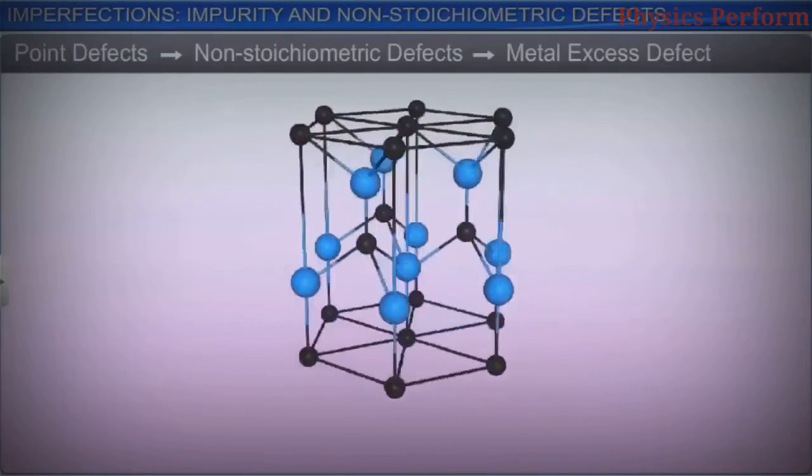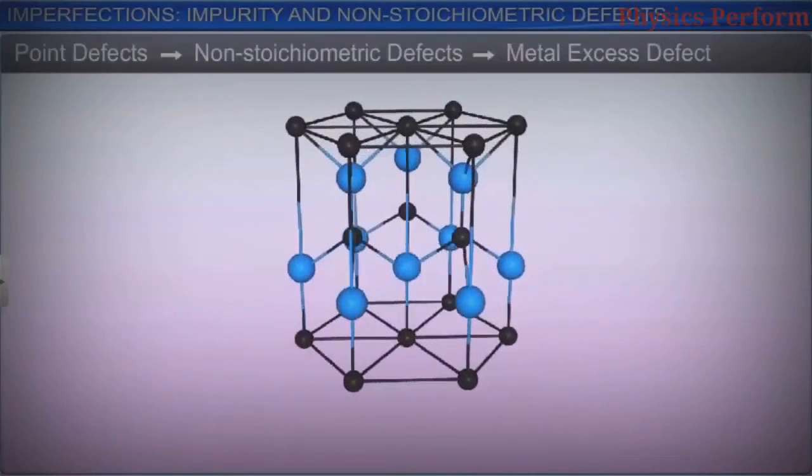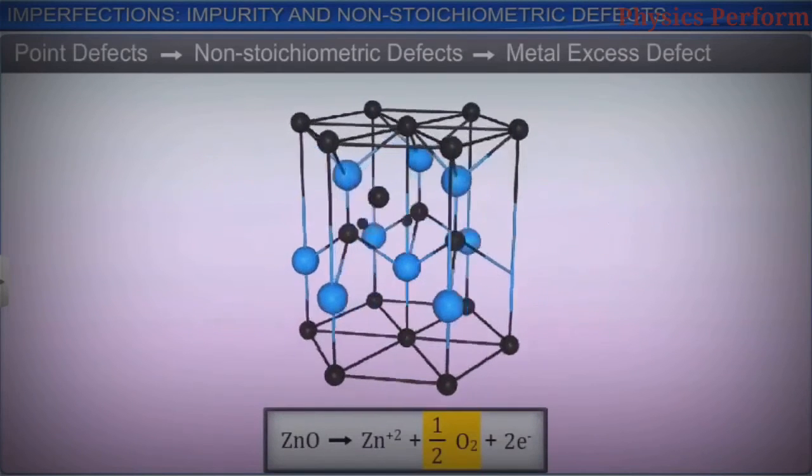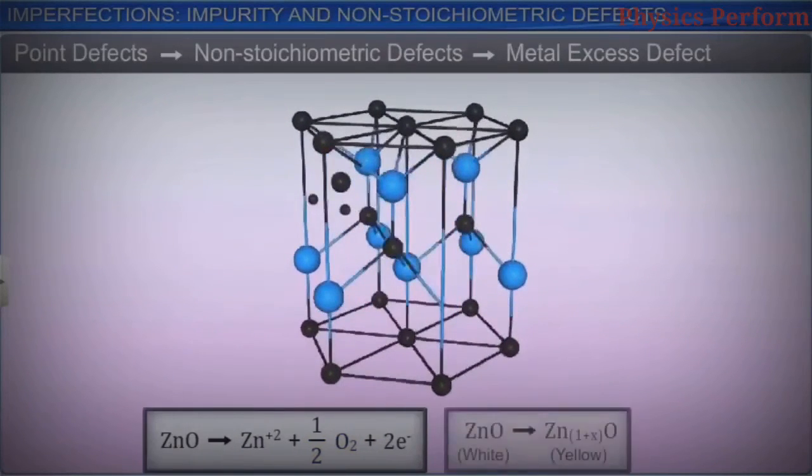Zinc oxide is a white solid at room temperature. On heating, it loses oxygen and turns yellow. Now there is an excess of zinc in the crystal and its formula changes from ZnO to Zn1+xO. The excess Zn2+ ions move to the interstitial sites, and the electrons to the neighboring interstitial sites.